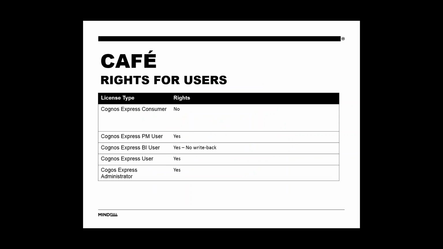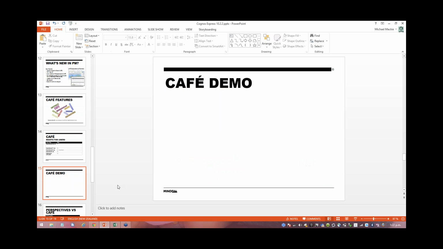And if we look at the users that have access to the CAFÉ client, you've got most Cognos Express user groups. So the consumers are pretty much the only ones who aren't allowed to use it. Even the Cognos BI users can use it, but in a read-only capacity, and your other users have access to it as well. So if I just show you a real quick demo of what CAFÉ looks like, and then we'll essentially move on.